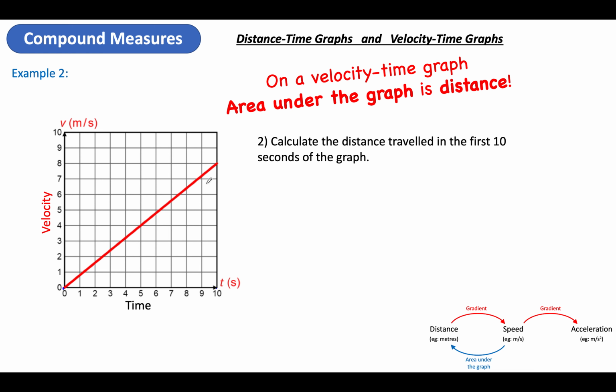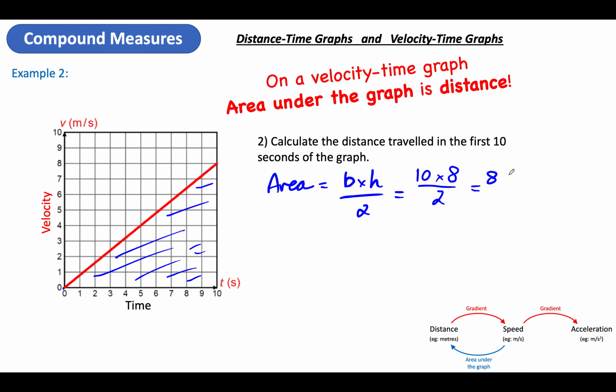This shape is a triangle. And as we all know, the area of a triangle is base times height divided by 2. So what's my height of my triangle? What's between 0 and 8? So that has got a height of 8. So times it by 8. What's my base? Well, that's between 0 and 10, so that's 10 seconds.